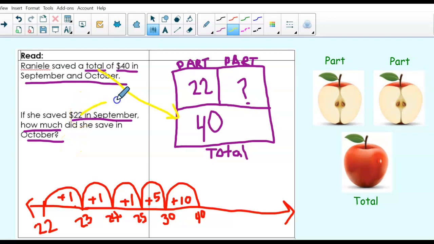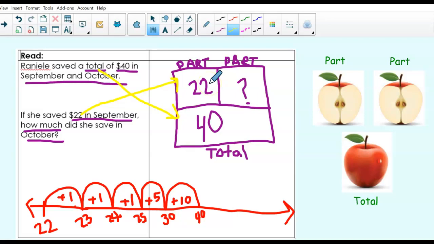Then it said if she saved $22 in September, how much did she save in October? So we know part of the total was $22. We just don't know what the other part was. What do we do when we know the total and one of the parts? Yeah, that means that we cut off part of this total. We cut the apple. When you cut something apart, you're making it smaller. That means you're subtracting, you're taking away. So we need to subtract 40 minus 22.